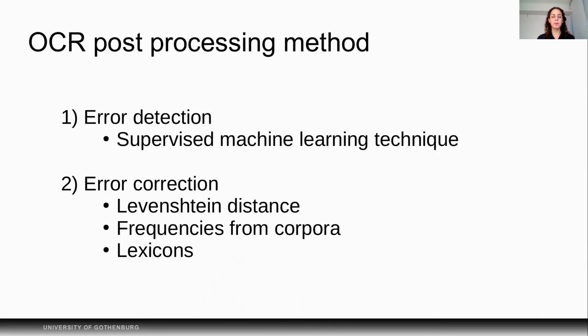Following previous post-processing methods, we divide the post-processing task into two subtasks: error detection and error correction. For error detection, we utilize a supervised machine learning technique. For error correction, we apply a simple Levenshtein distance approach combined with lexicons and frequencies compiled from corpora.